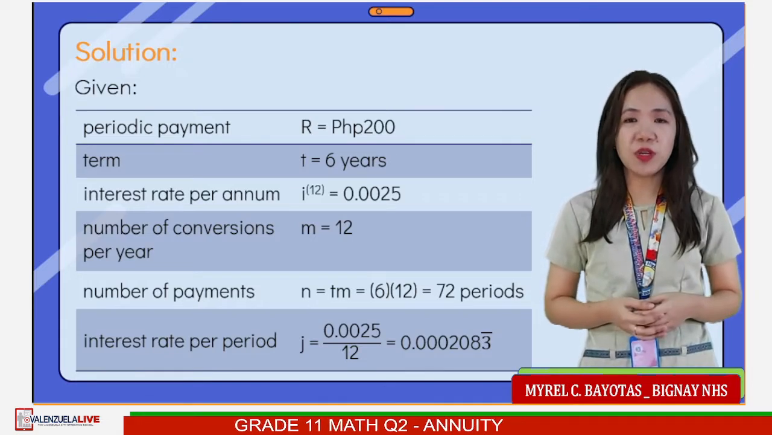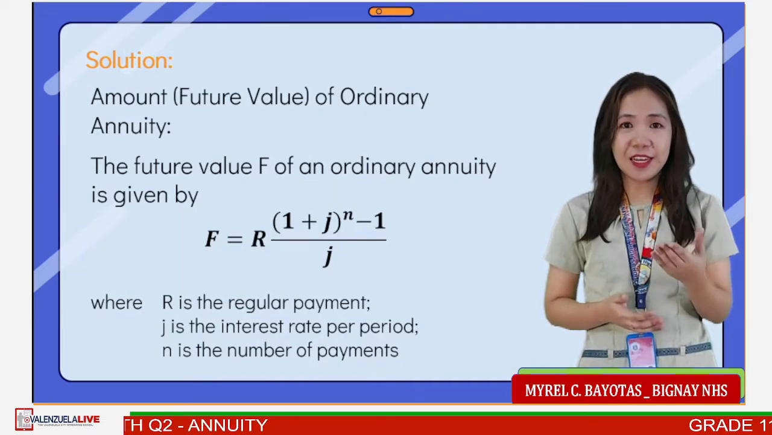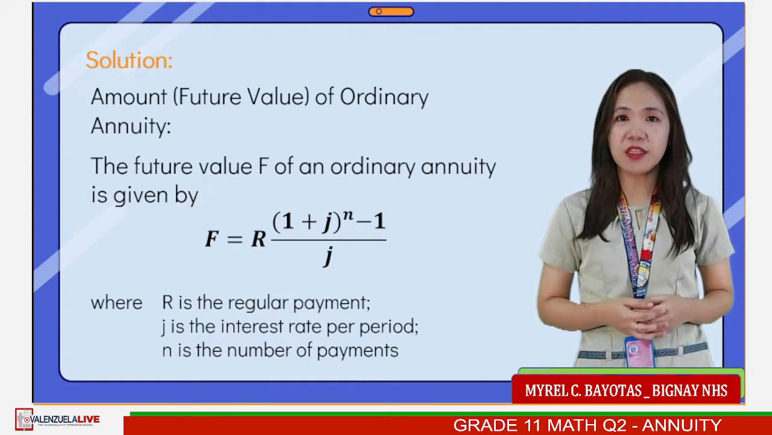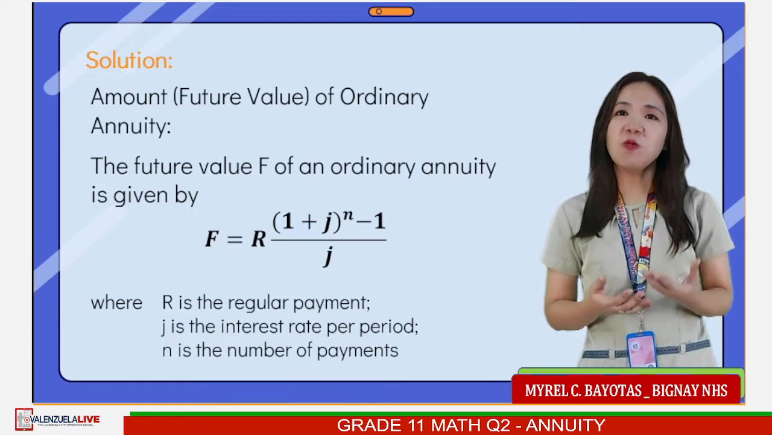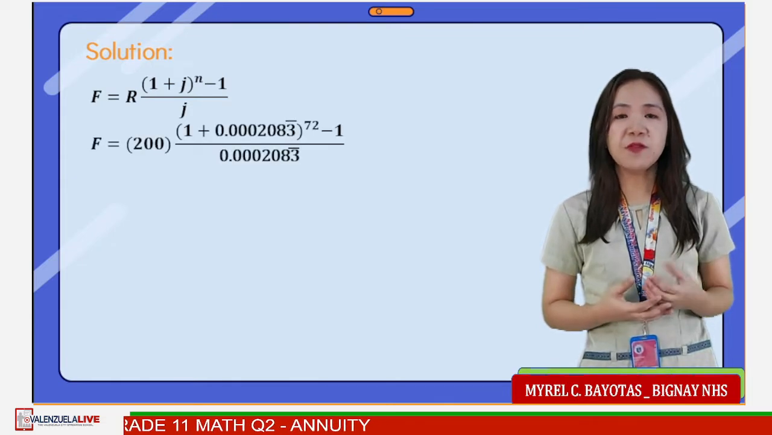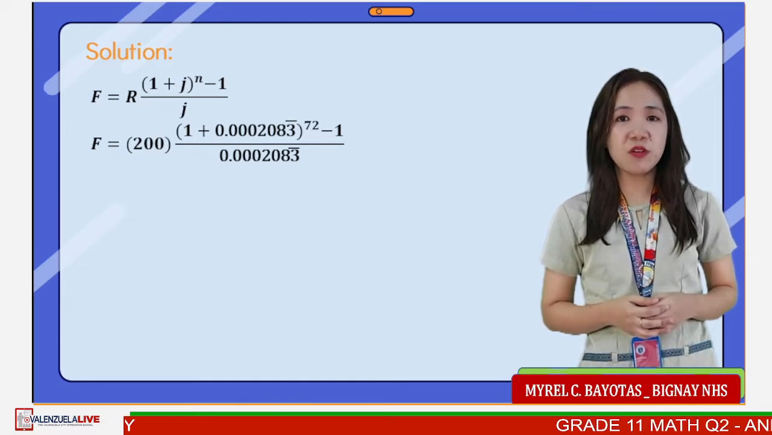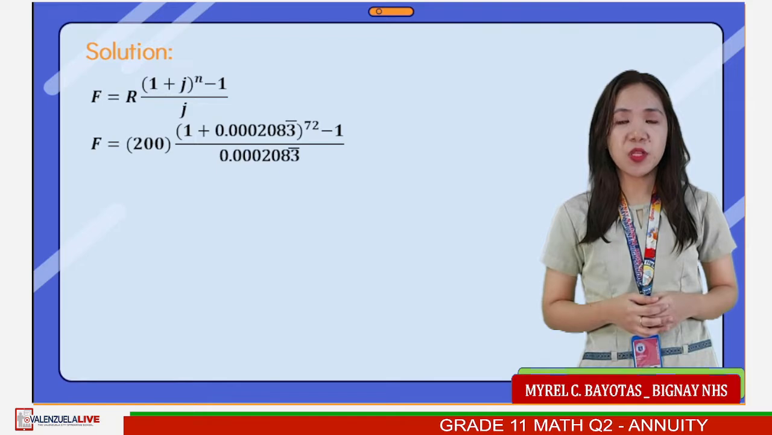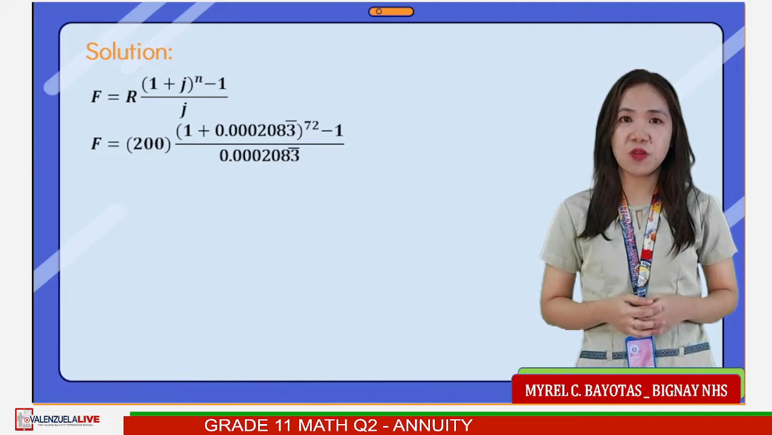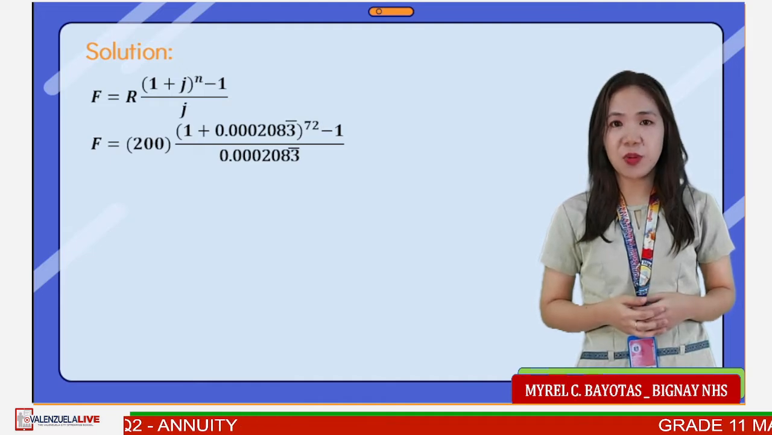This time, we won't be going through steps 1 to 3 since we already learned the formula in problem number 1. That is, F equals R times the quantity of 1 plus J raised to N minus 1 all over J. Just like what we did in the first problem, substitute the given to the formula first. We have F equals 200 times the quantity of 1 plus 0.0002083 raised to 72 minus 1 all over 0.0002083. Again, following PEMDAS, let's start by simplifying what's inside the parentheses.